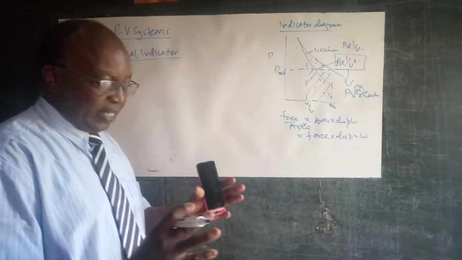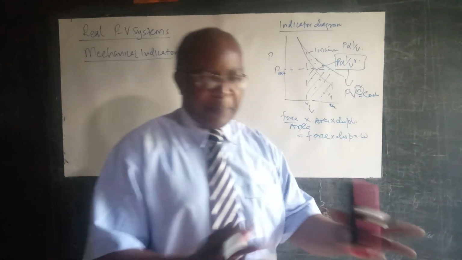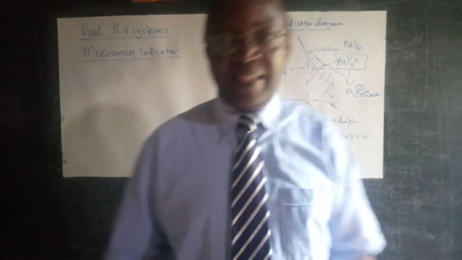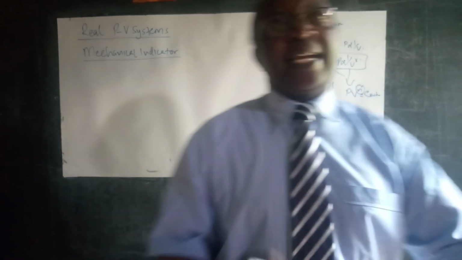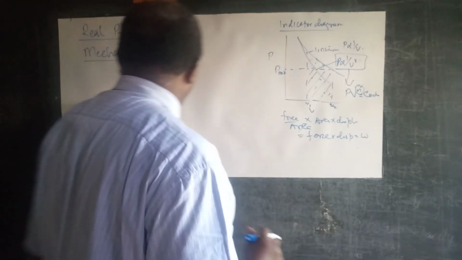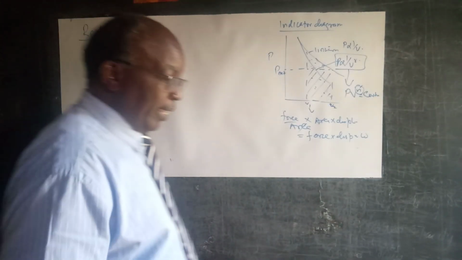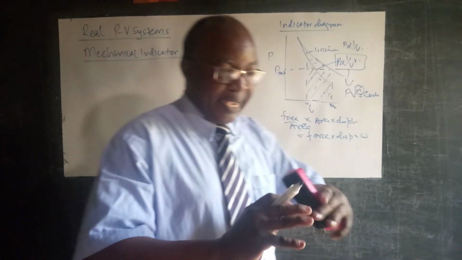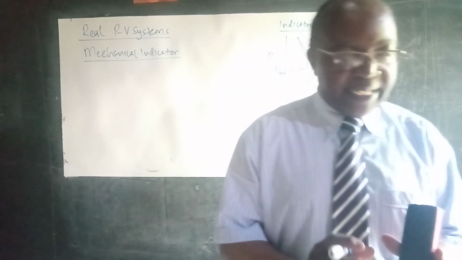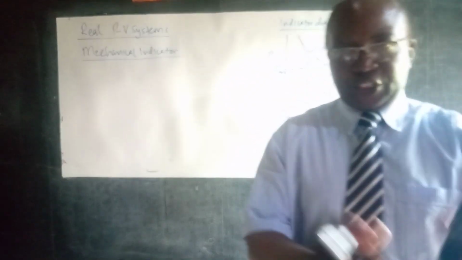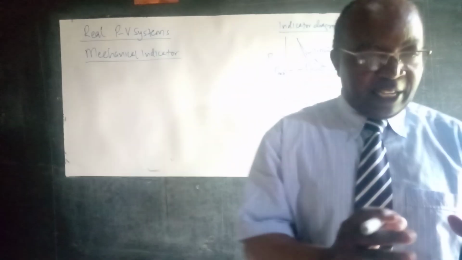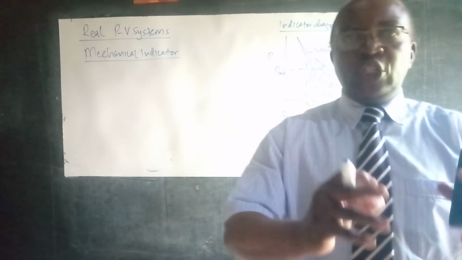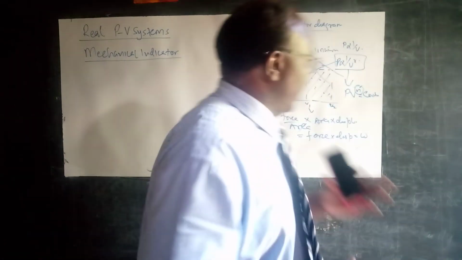So what we are saying is this: can we have a practical system which can generate this kind of graph? That's the indicator graph, and that's what the mechanical indicator is going to do for us. So first of all, what is this mechanical indicator? This mechanical indicator is attached to a low rotational machine, and that unit is a simple piston cylinder unit.